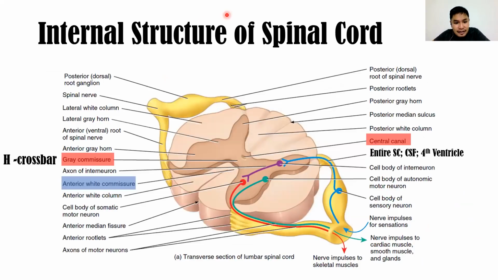Okay, so you have here your gray commissure. Gray commissure corresponds to the H crossbar. It forms the letter H, the crossbar. And you have here the central canal, located at your gray commissure. Your anterior white commissure, this one, joins the right side and left side of your white matter. Okay, anterior white commissure.